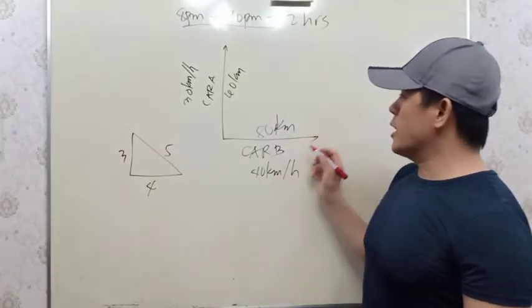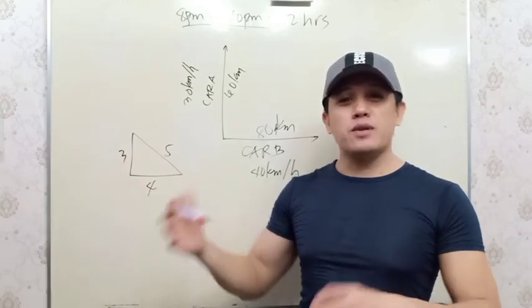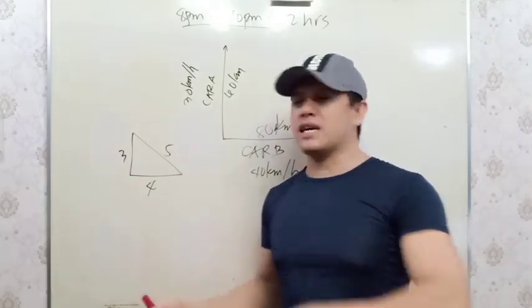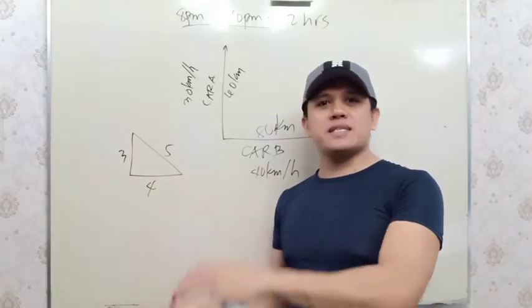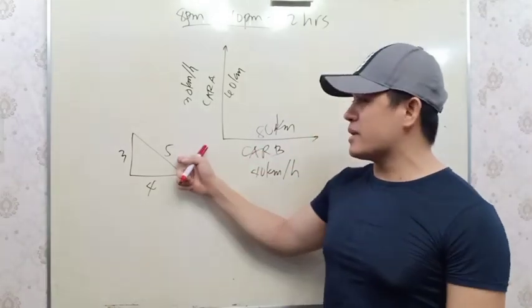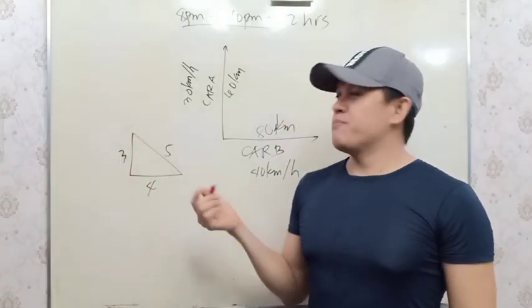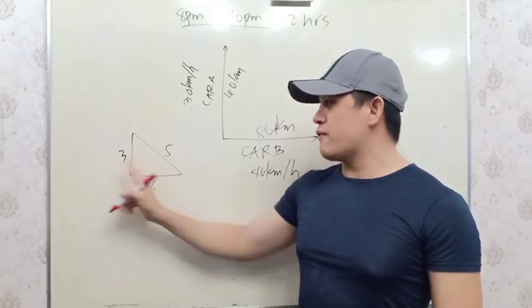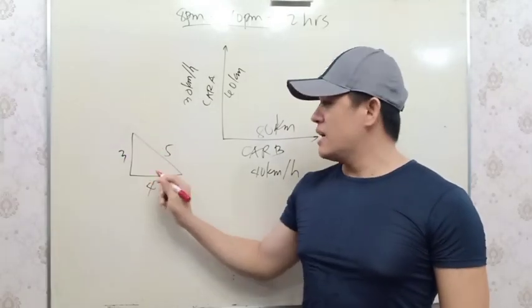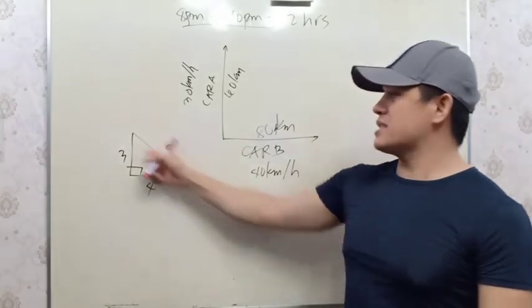Okay, there you go. This one is always a multiple of 3: 3, 6, 9, 12, 15, like that. And this one is a multiple of 4: 4, 8, 12, 16, 20, like that. And this one is multiples of 5: 5, 10, 15, 20, 25, like that. Now, why do I discuss this one? The two legs must always be 3 and 4, like that. And the hypotenuse, if it's a right triangle, must be 5. This is the hypotenuse.